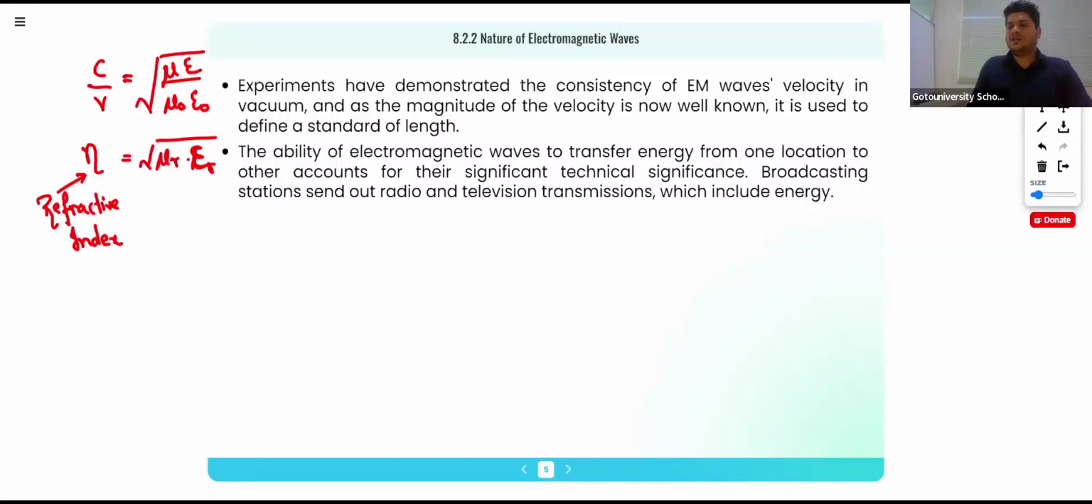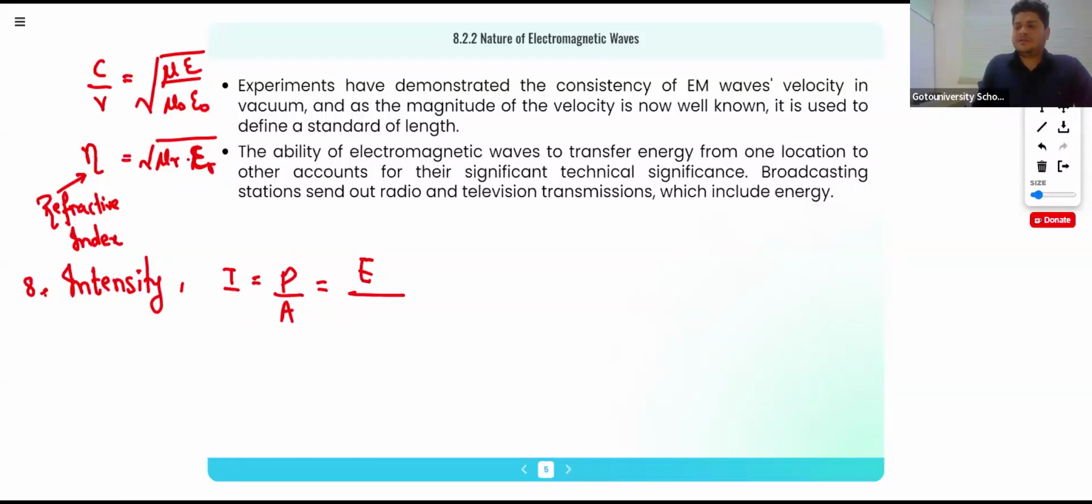Okay, one more point, the eighth point. We already discussed the direction. The eighth point will be intensity. What will be intensity? Intensity means strength. Intensity will be equal to P upon A. And what is P? P means pressure. What is pressure?